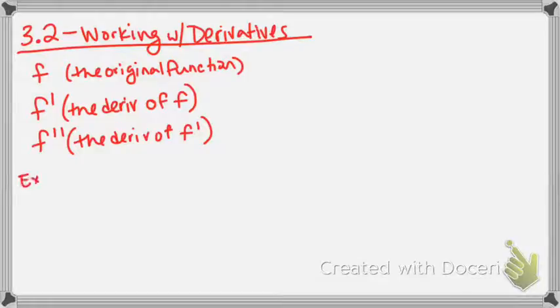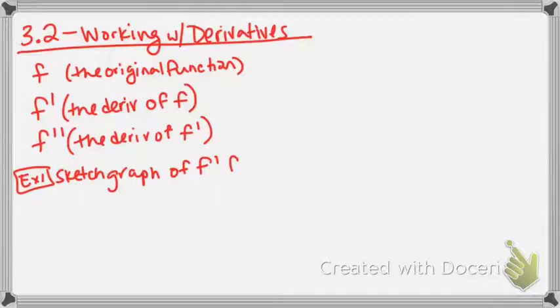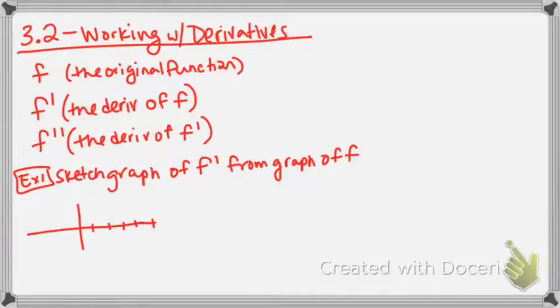So example 1, we are going to go ahead and sketch the graph of f prime from the graph of f. So I'm going to give you a graph of f, and then you're going to have to sketch the graph of f prime. All right, so we're going to have a long y-axis here, and it looks like you need to go out to 5 on the y-axis. Excuse the dog barking in the background. And I'm going to have this x-axis go up to 4, and then down to -1 or -2.